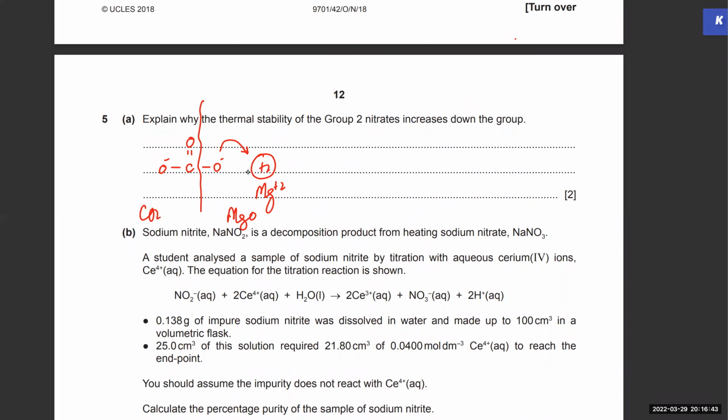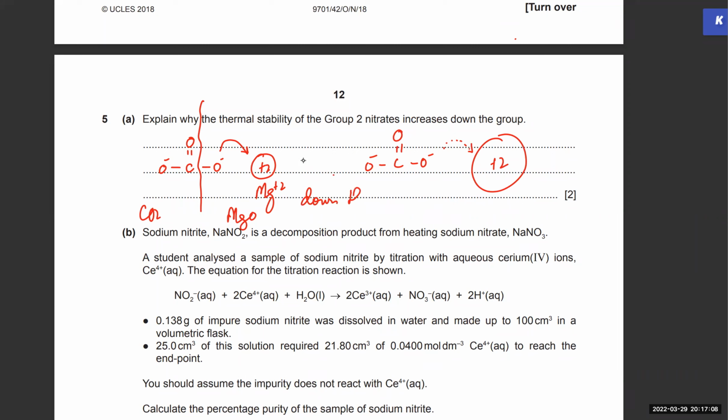But on the other hand, if you have a bigger ion, like let's say barium ion, it's going to be more stable. Barium ion is going to be bigger in size, so the charge density is going to be lesser. So the attraction for the electrons in the carbonate would be less. So the carbonate ion would become more stable. It's not going to get polarized. So that's the only thing you have to mention over here, that down the group.